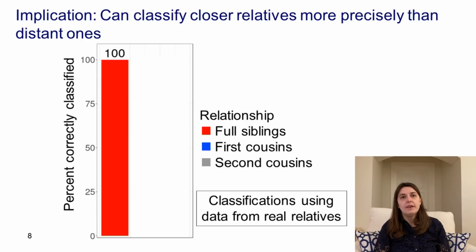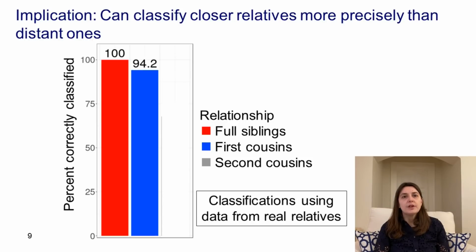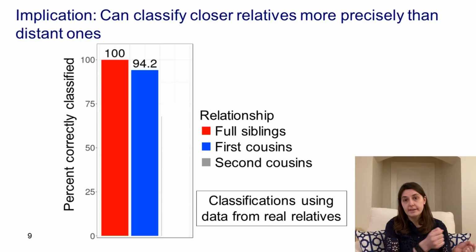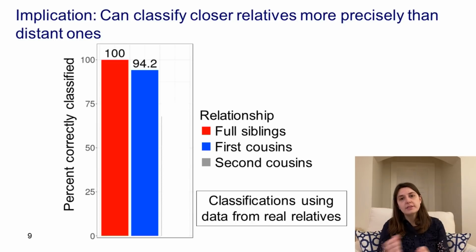So on this first slide, we see that from real data, this is academic data, not generated by genetic testing companies, but similarly processed, full siblings can basically be reliably determined 100% of the time. By contrast, first cousins, if we're going to try and precisely classify how closely related these individuals are, almost 6% of first cousins will look either more closely related, such as looking like they're half siblings, or less closely related, such as looking like they're first cousins once removed.